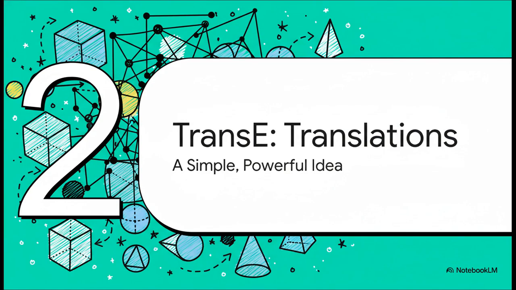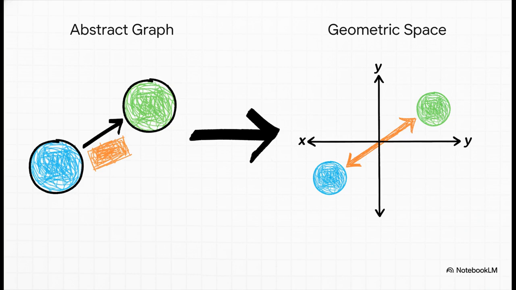All right, so how did people first try to solve this? Well, that brings us to our second section, TransE. And the idea behind it is, honestly, it's just so simple and powerful, a real first step in the right direction. Here's the big idea. What if we could represent every single thing, every person, place, concept, and every single relationship between them as a point or vector in a big imaginary space? Think of it like a giant map where things that are similar are close together, and the arrows connecting them, the vectors, actually mean something.